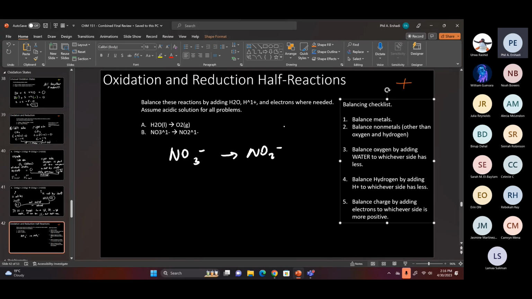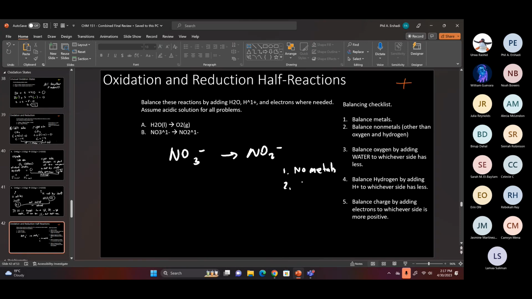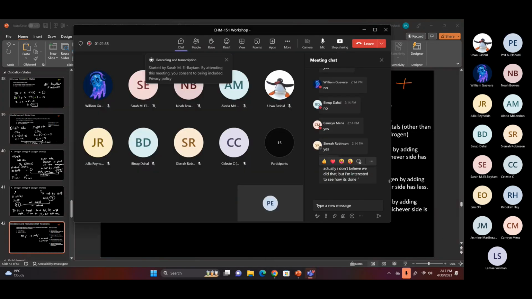All right. So first off, we might notice that there are no metals at all, so we can skip the metal step. Step 2, balance nonmetals other than hydrogen or oxygen. So we look to our nitrogen. Okay, yeah, we can still do it for those of you who didn't see it.